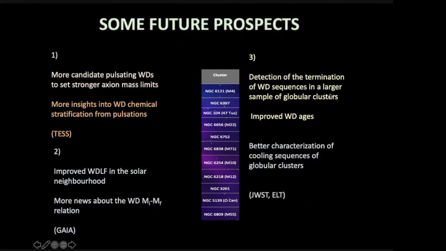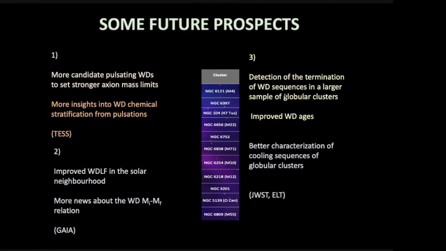And then with JWST and probably also ELT, we can detect the termination of the white dwarf sequence in a larger sample of globular clusters. There are at least 11 globular clusters where we should be able to do that. At the moment, it's only 3 or 4. I never remember. There will be 11.